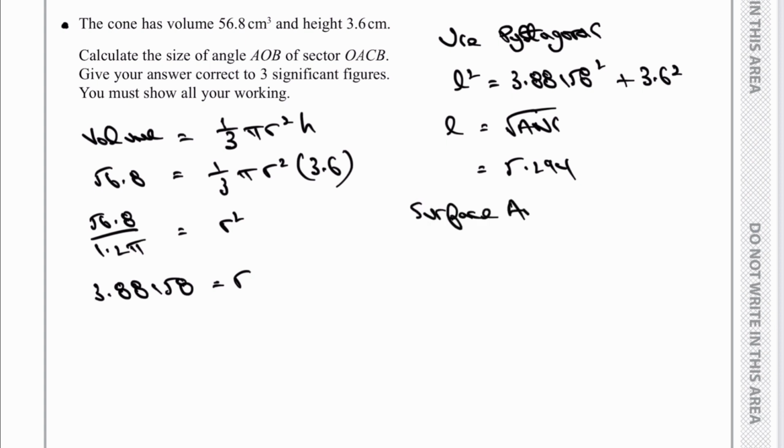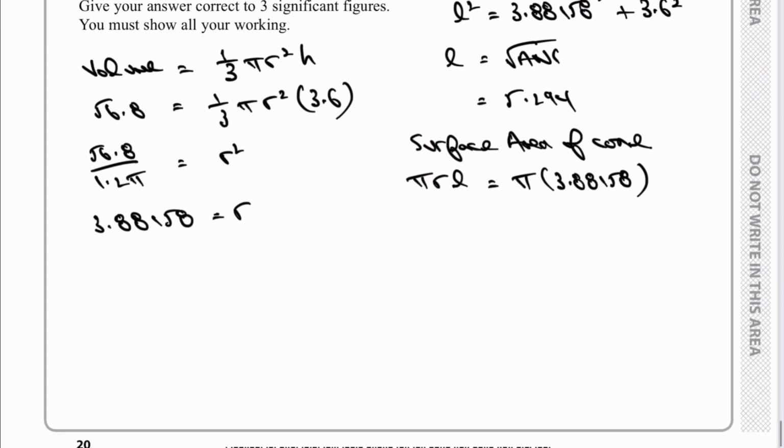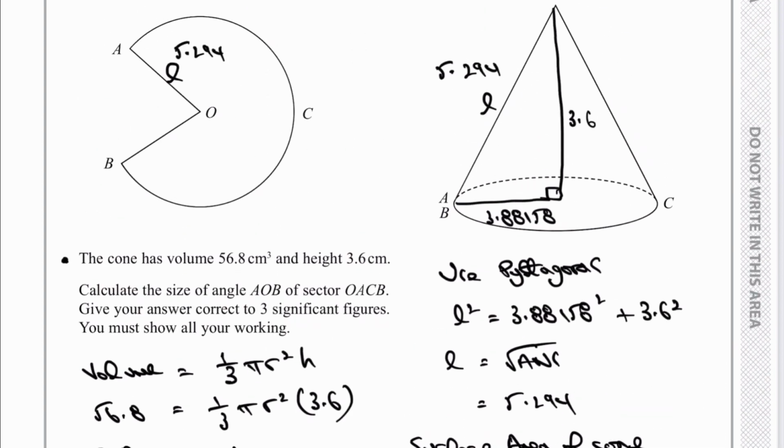Surface area of cone is going to be equal to, and again the formula is right at the top of the page, pi RL. So I've got pi multiplied by 3.88158, which is the radius, multiplied by the length that we've just found out, which is 5.294. And when I get all of that together, what I get is 64.557, if you want, centimetres squared, which is the surface area of the cone and the surface area of the sector.